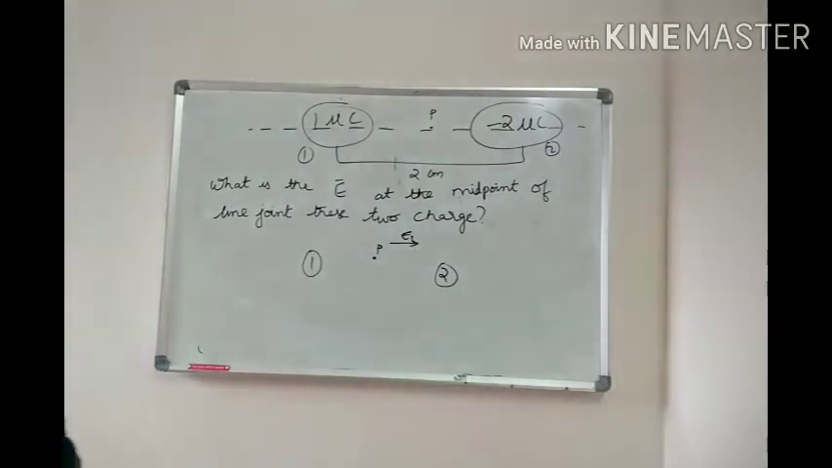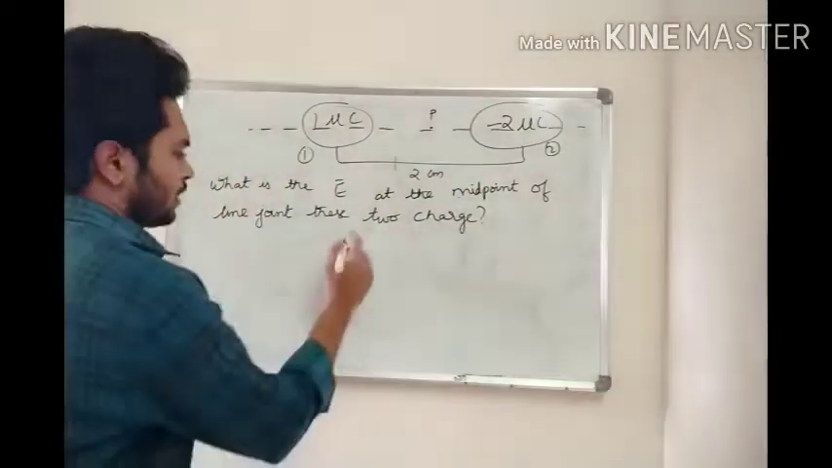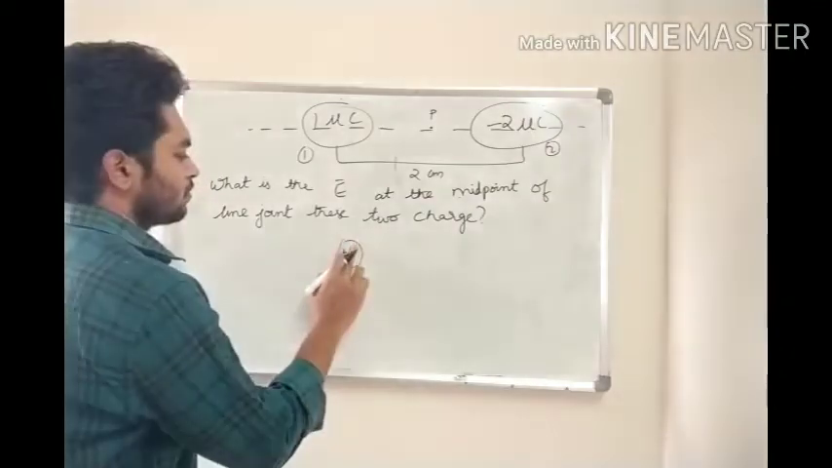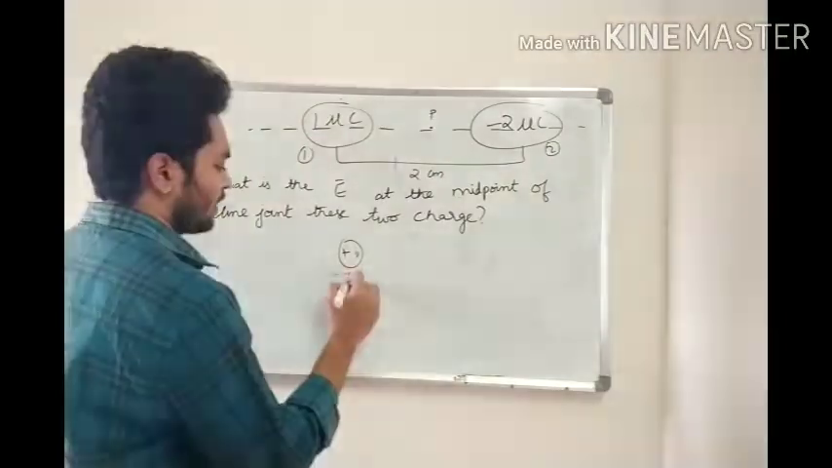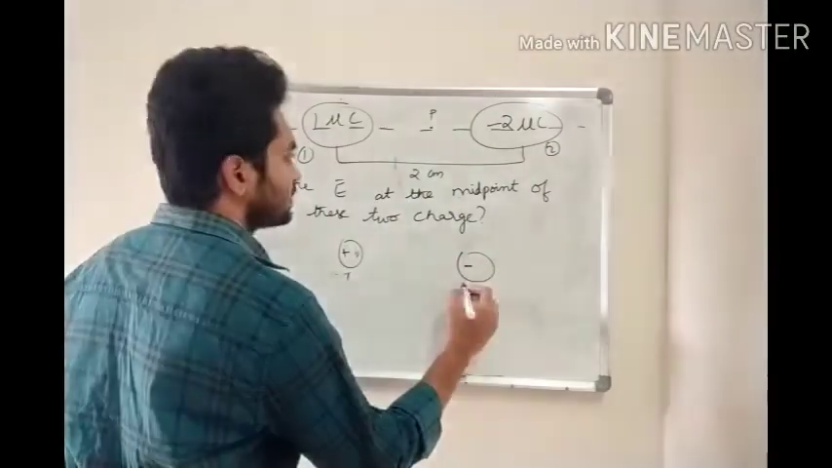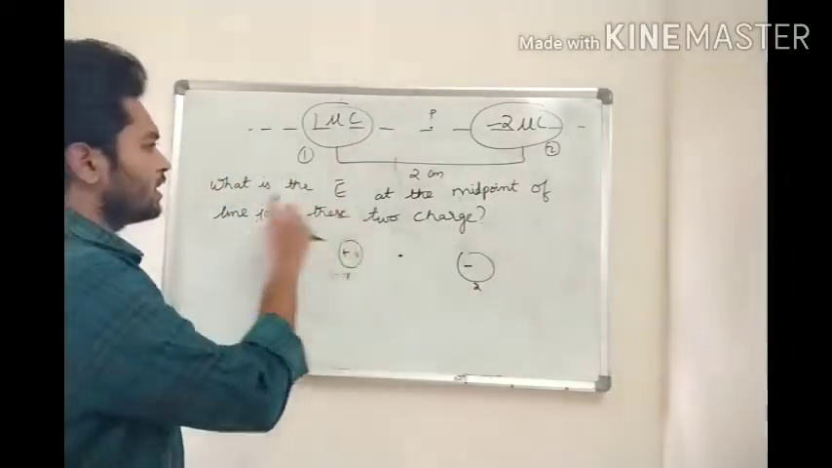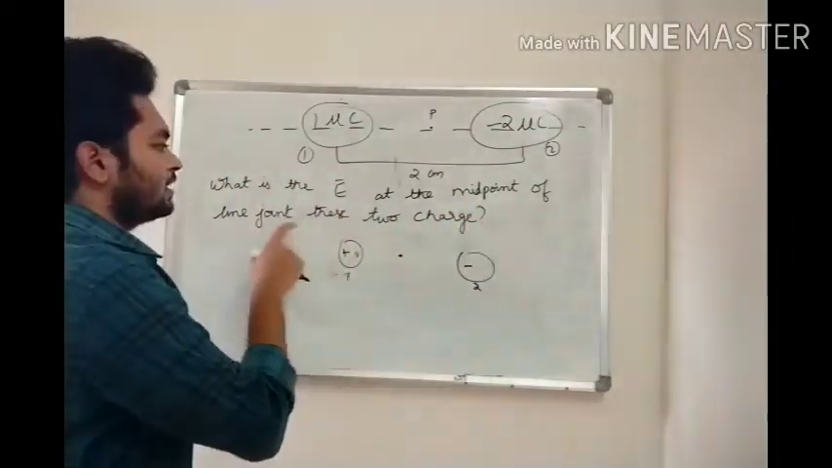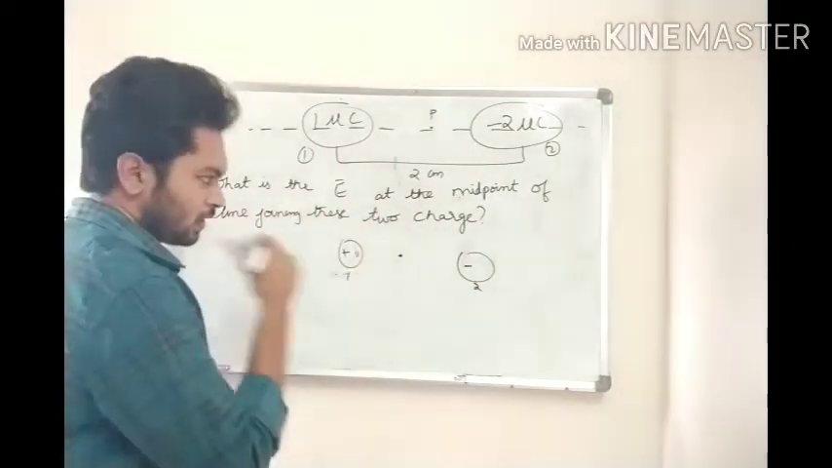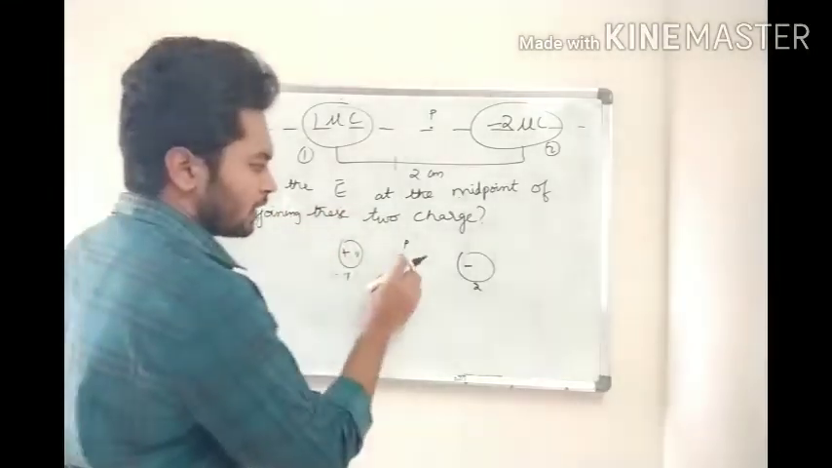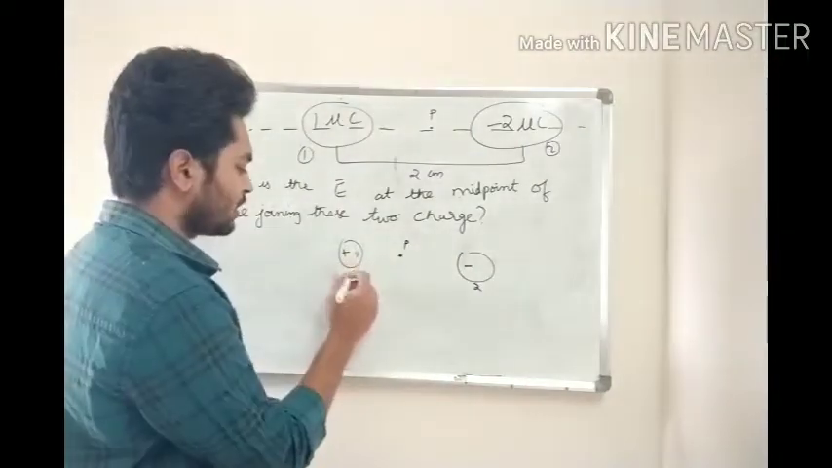Just a second, a small mistake. This is positive, the first charge, and this is your second charge, negative. So I want, at the midpoint of the line joining two charges, here, P. Now I already told you this P is your test charge. So this is always positive. So your test charge is positive.